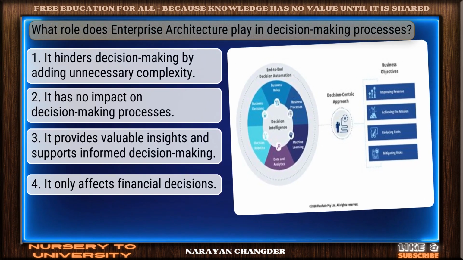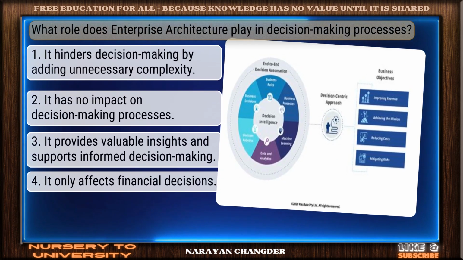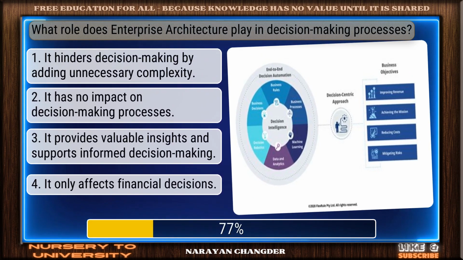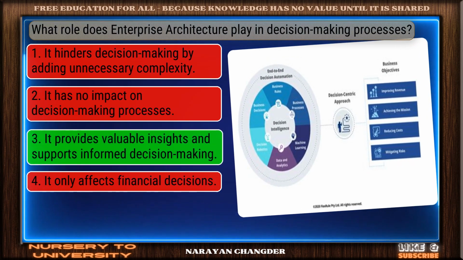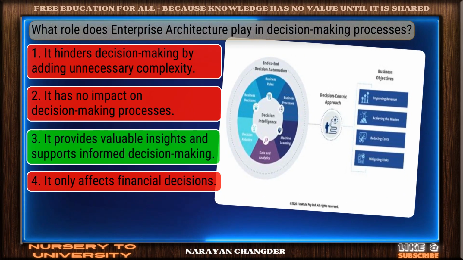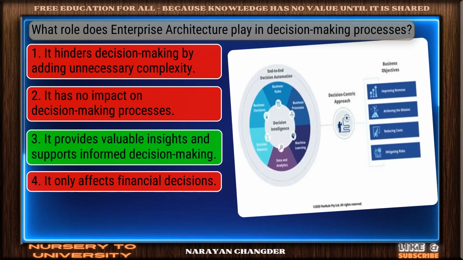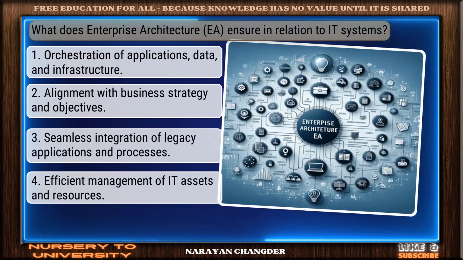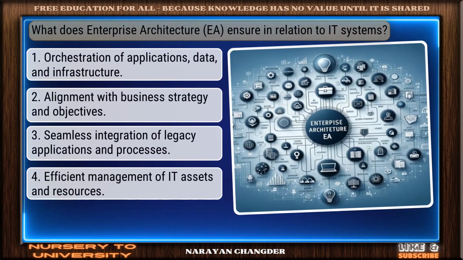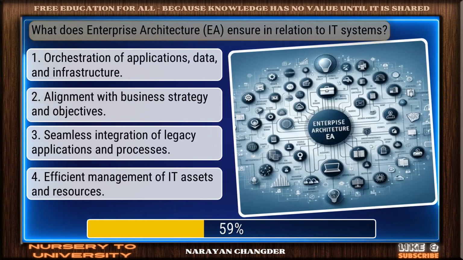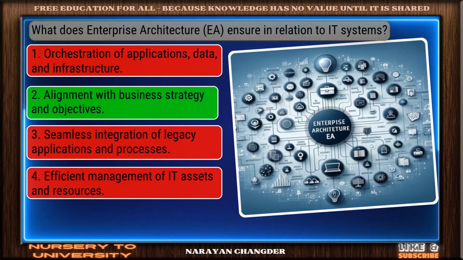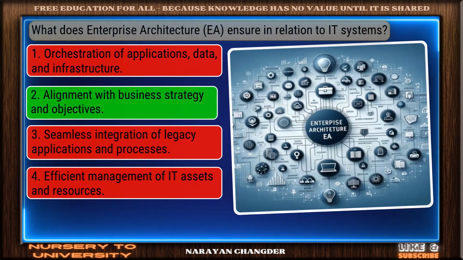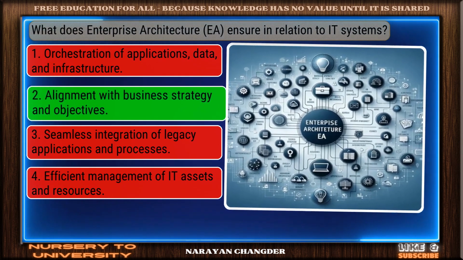Question number 21. What role does enterprise architecture play in decision-making processes? Great thinking. It provides valuable insights and supports informed decision-making is the right choice. Question number 22. What does enterprise architecture ensure in relation to its systems? Well done. Alignment with business strategy and objectives is the right choice.